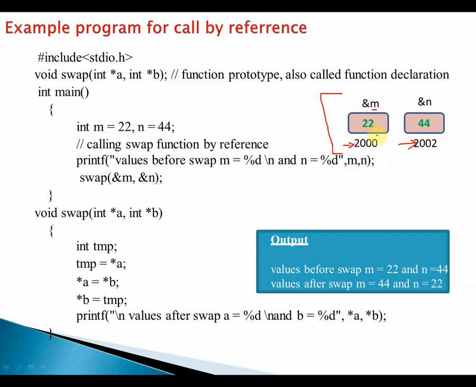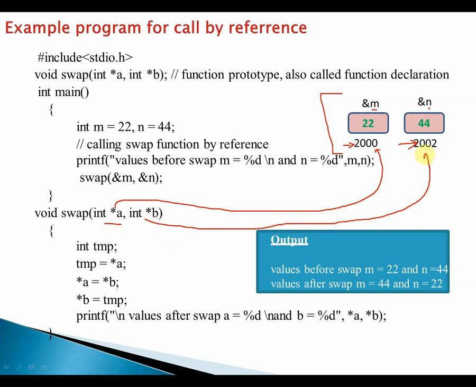So m's address is 2000 and n's address is 2002, okay. So when I say this happens, which means this pointer variable A points to this memory location, and when this pointer variable is returned, that time this points to this memory location, which is 2002 and this one is 2000. Alright, so pointer variables basically are used for pointing to the necessary address in the memory, okay.